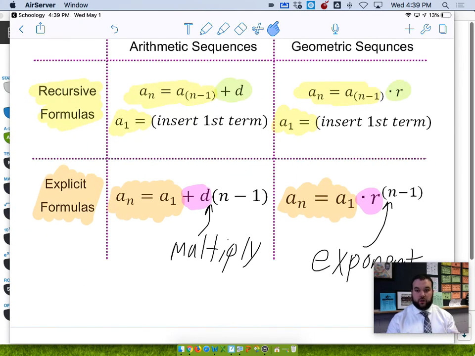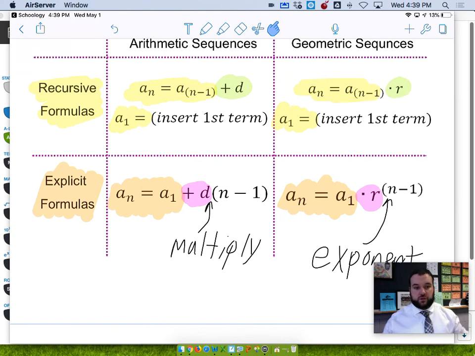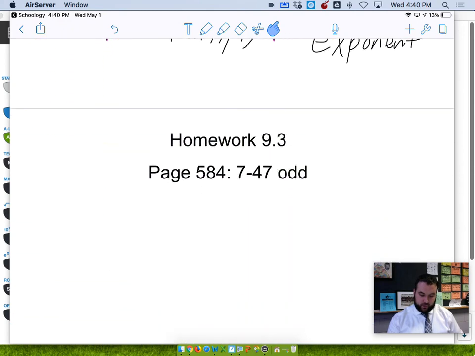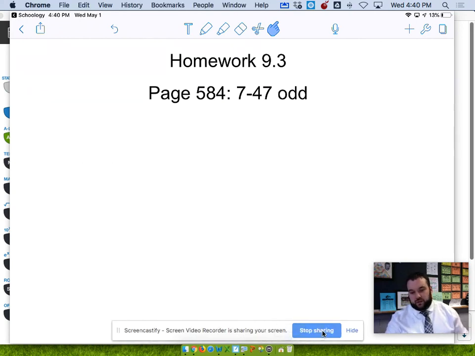I'll leave this on here. This is a good overall overview of 9.1, 9.2, and 9.3, so we get an idea of what all that stuff is. The homework for 9.3 is very similar to 9.2. So give that a shot and come back with questions you have.